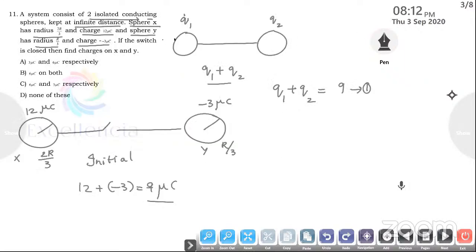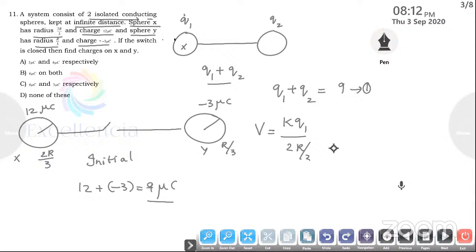Say that it is equation 1. Since these are isolated conducting spheres, after connecting them by a conducting wire, their potentials will remain the same. They will acquire a common potential. Now what is the potential of this sphere X? Finally, it is K into Q1 by, its radius, 2r by 3.